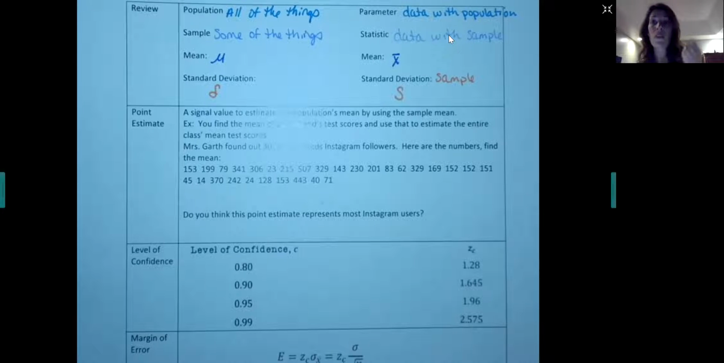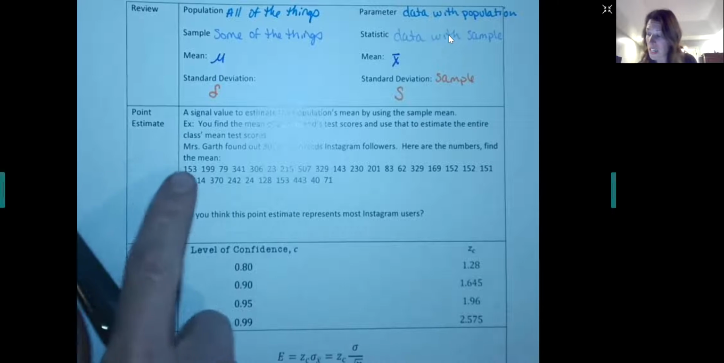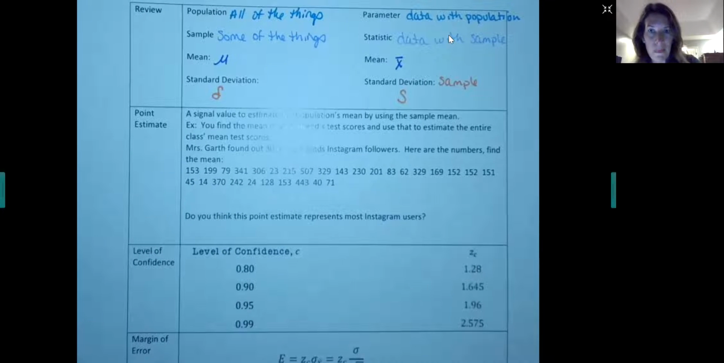For example, you found the mean of your friends' test scores and then tried to estimate the entire class's test scores. Now, this is made up, but let's say I looked at 30 of my followers on Instagram and found out how many followers they had, wrote that down, took the mean. So these are 30 of my followers on Instagram, and how many followers they have. Now we're going to find the mean. You are going to do that. This video is going to be paused. You're going to find it. At least a couple of you are going to shout it out to make sure that that's the correct answer. So pause the video and find the mean.